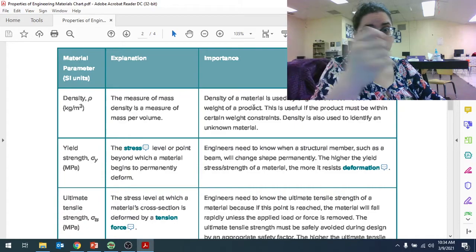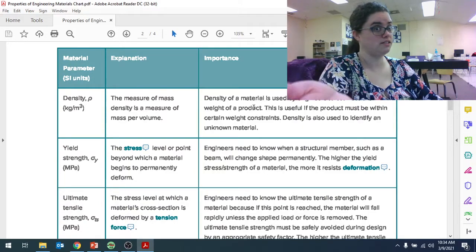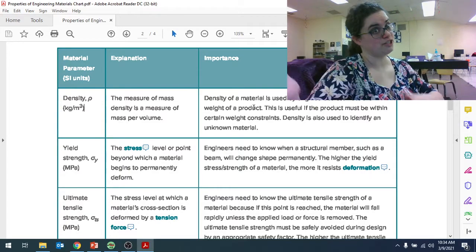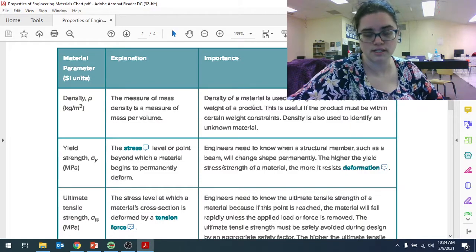Especially if you have weight constraints, let's say you want to ship something, but it's going to cost a lot of money to ship it. And so you want to reduce the weight so that you don't have to pay as much in shipping. That's one way you might use density to think about how heavy this stuff is going to be.